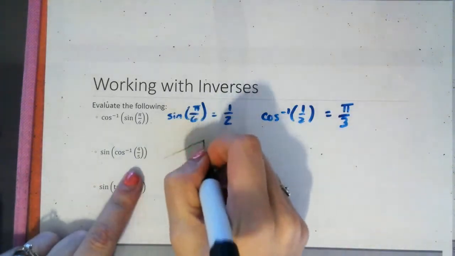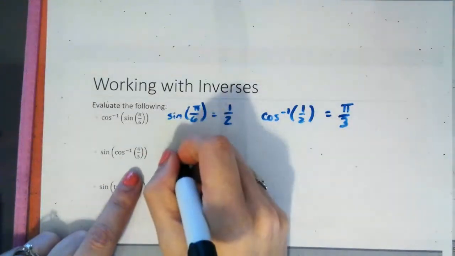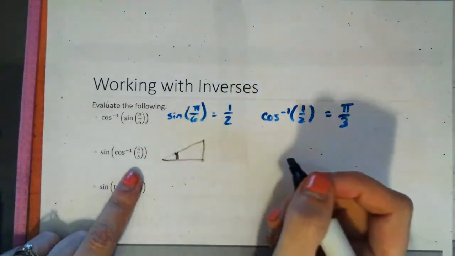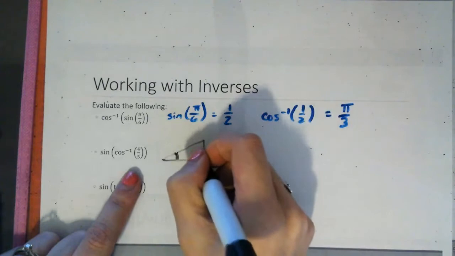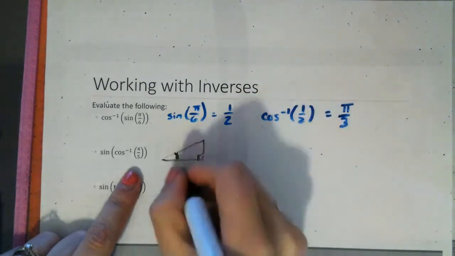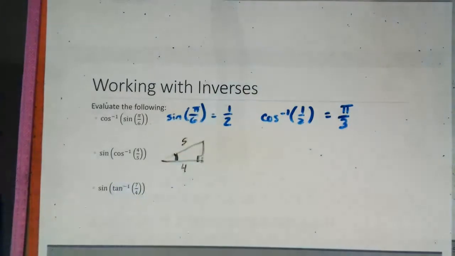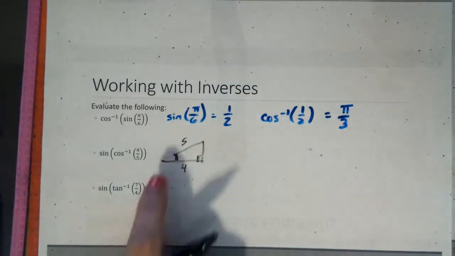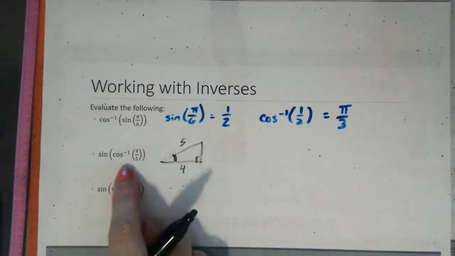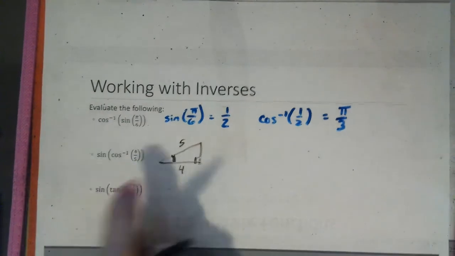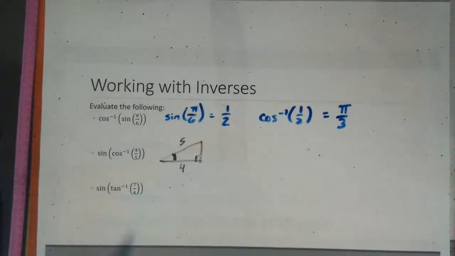I'm going to draw a triangle, and if I let this be my angle, I know that the cosine of that is 4/5. So the adjacent is 4 and the hypotenuse is 5. So this angle satisfies the fact that the cosine is 4/5. I just need to find the sine of that angle. I need the opposite side.